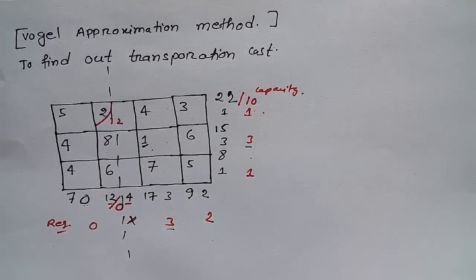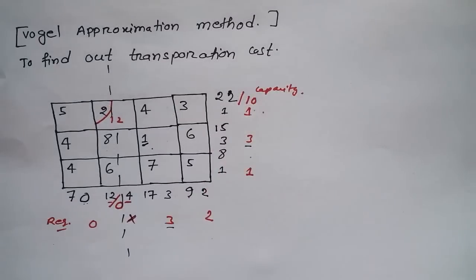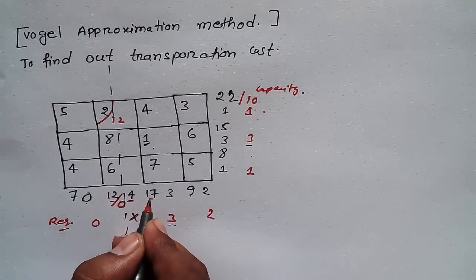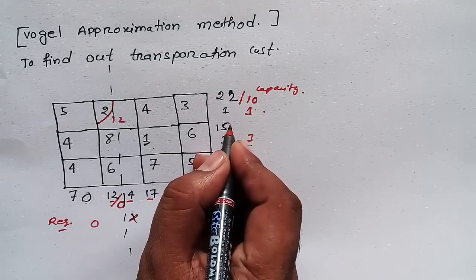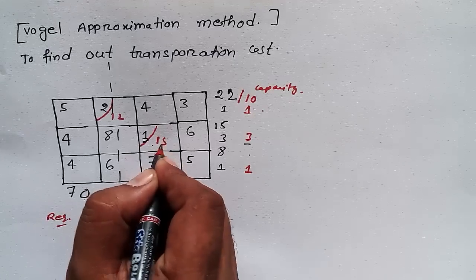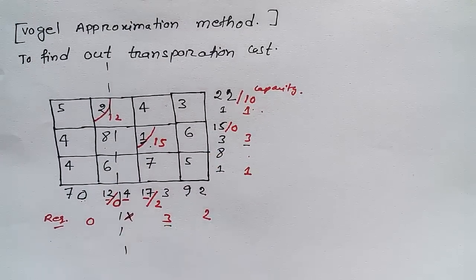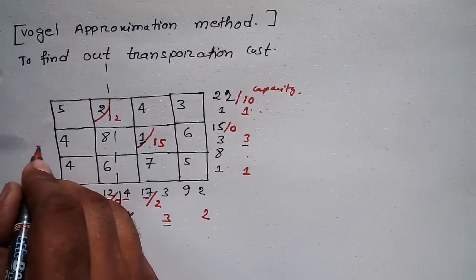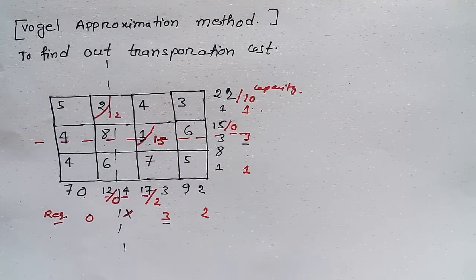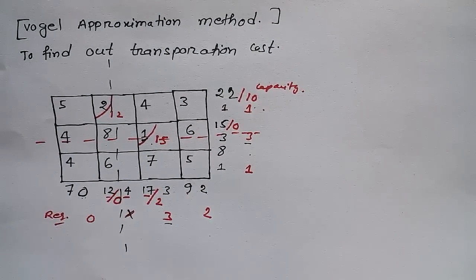Let's take this one. Our requirement is 17 and we have capacity 15, so we can give maximum value is 15, so remaining would be 0 and here remaining would be 2. Now we need to just draw a line which shows that we have done with this row.